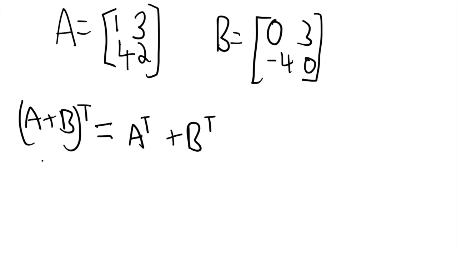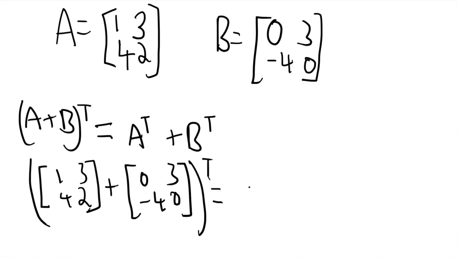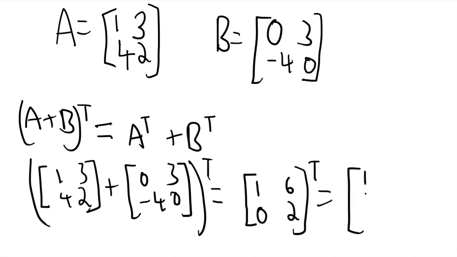So (A + B) transposed. If we substitute A and B in, we'll have [1, 3; 4, 2] plus [0, 3; -4, 0]. And then we're taking the transpose of this sum. Well, that will be equal to the transpose of [1, 6; 0, 2], and this will be equal to [1, 0; 6, 2].